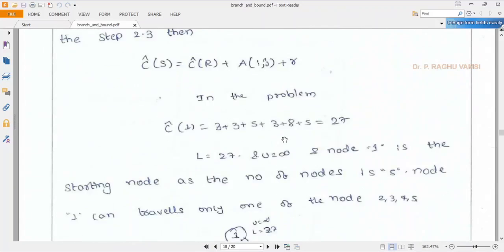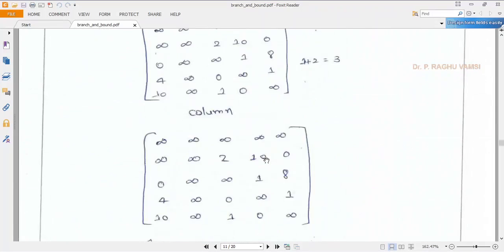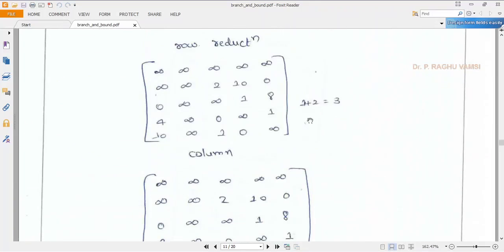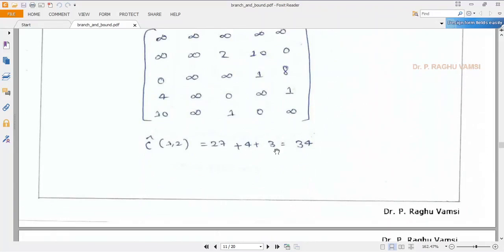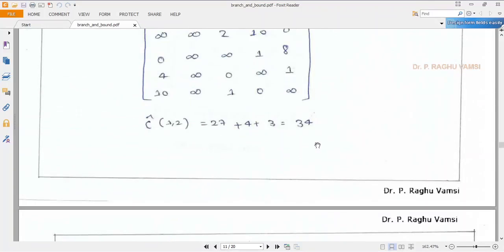So 4 is to be considered here. The previous cost, that is 27, plus 4, A of ij is 4, and the cost that we have reduced in this step, that is 3. So 27 plus 4 plus 3 is equal to 34. This is the reduced cost that we got when we traverse from vertex 1 to vertex 2.